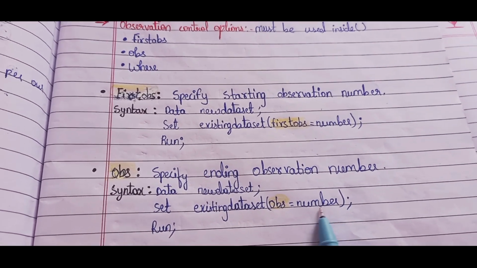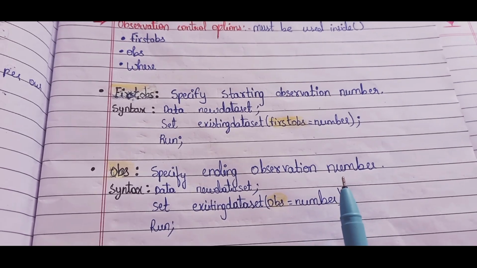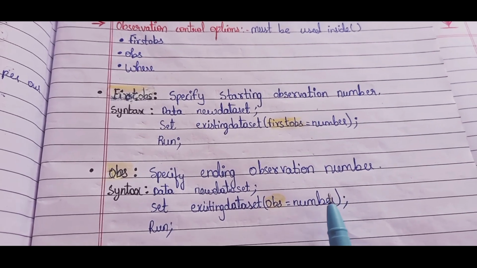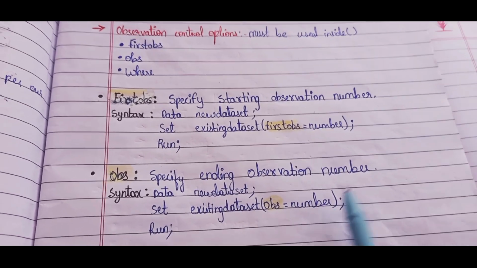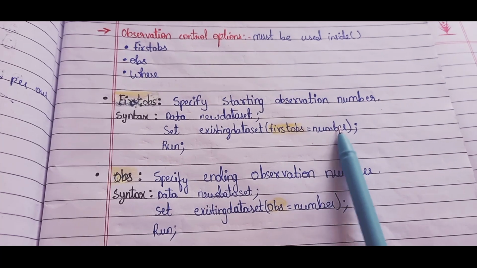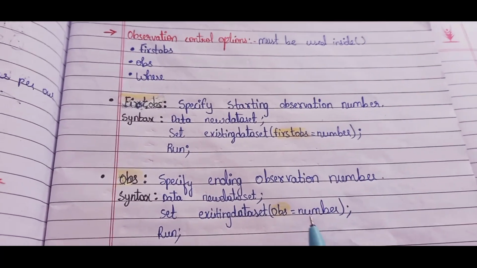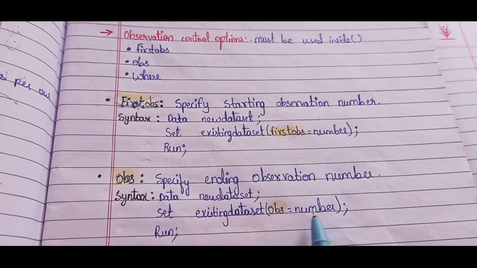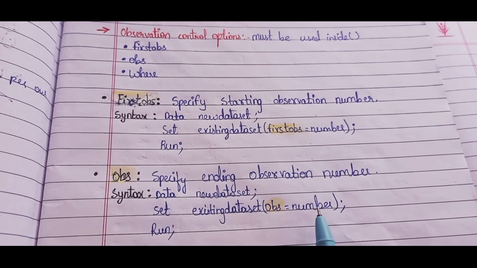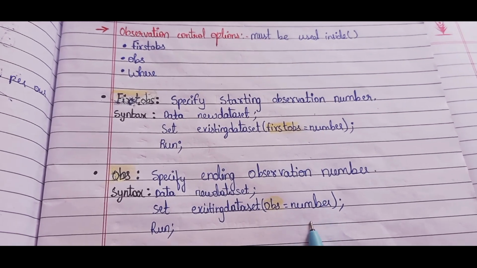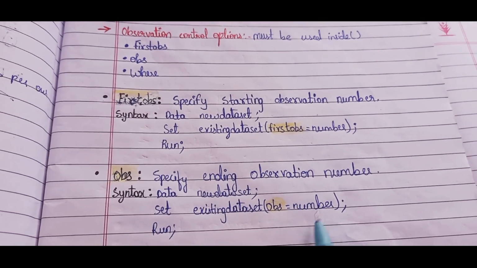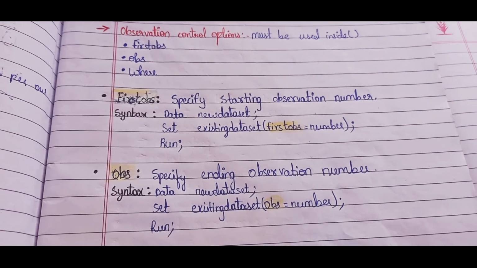5 is the last observation number, and it will print only till that. So first OBS equals 5 means from 5 to 10 it will print. OBS equals 5 means 5 is the last observation number, so it will print from the starting observation to the last observation number, which is 5. Clear.